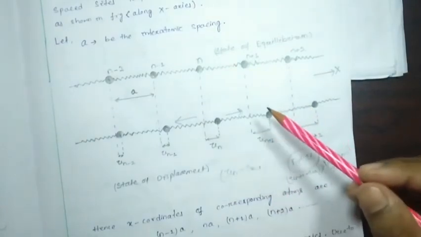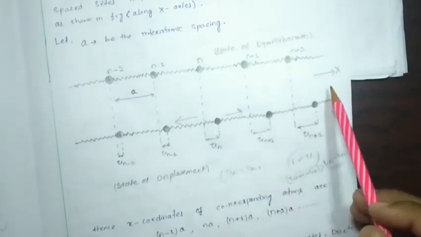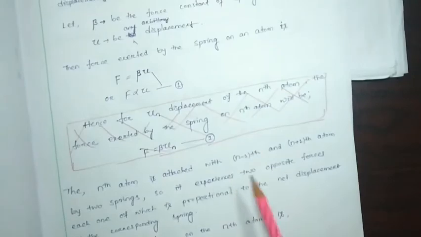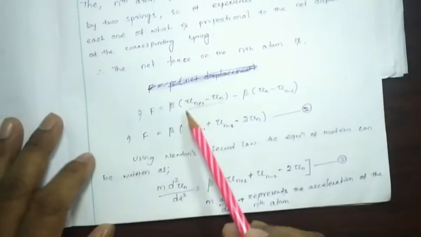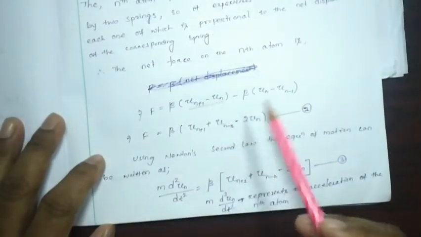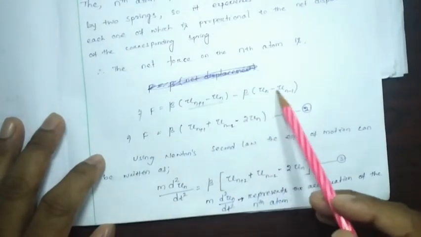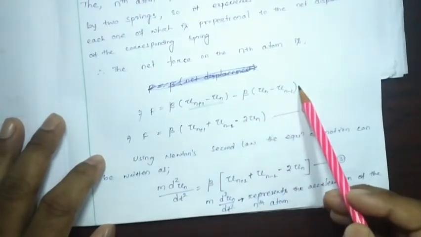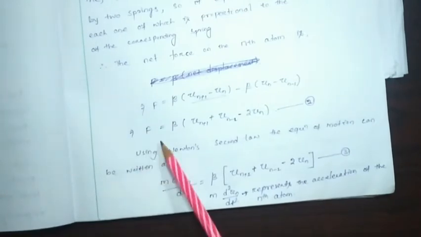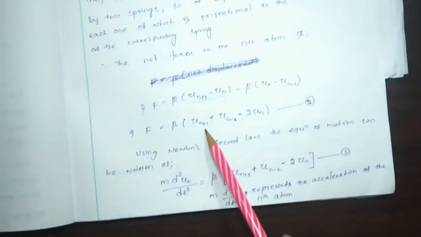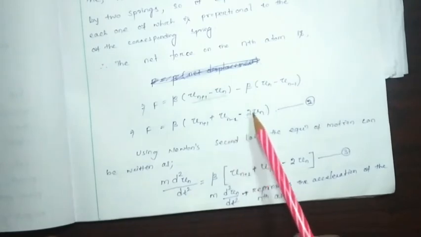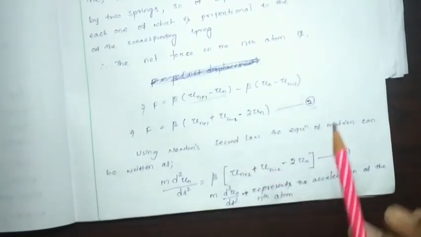So hence the net force towards the right on the nth atom will be how much? Beta into un plus 1 minus un, minus beta into un minus 1, which implies F equals beta into un plus 1 plus un minus 1 minus 2 un. Let this be equation number 2.